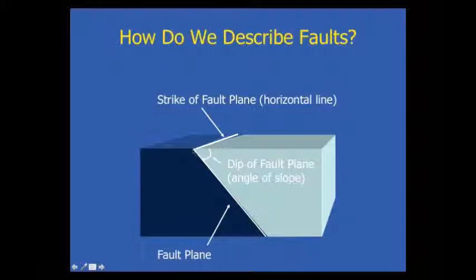Another thing that we would note, especially if we can see down inside of the Earth and see the fault as it goes deeper below the surface, is that faults typically are not straight up and down. They are not vertical. They are at some angle. They are dipping from the horizontal at some angle. This is called the dip of the fault.